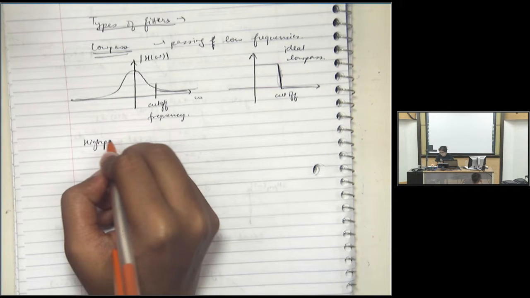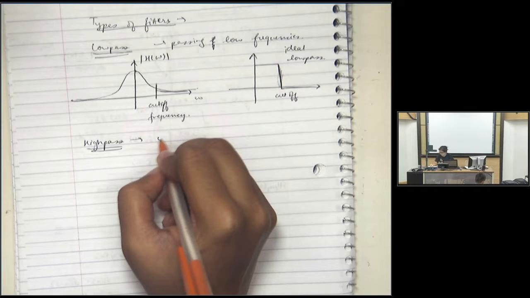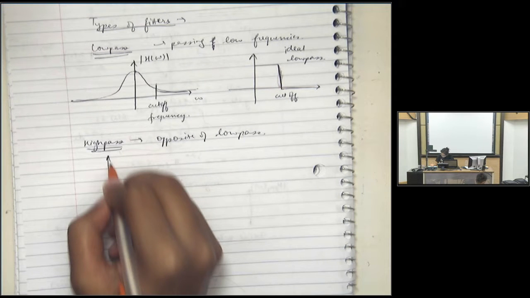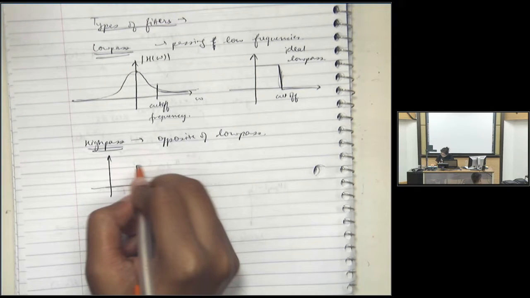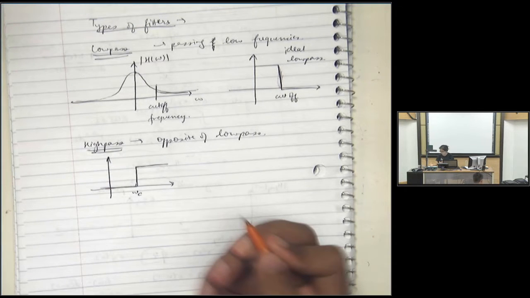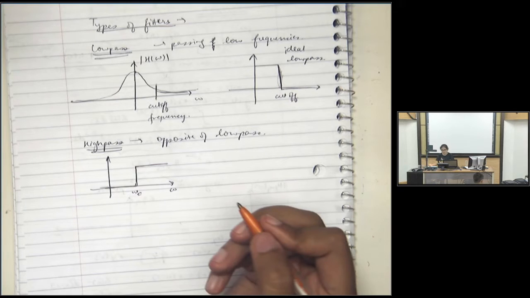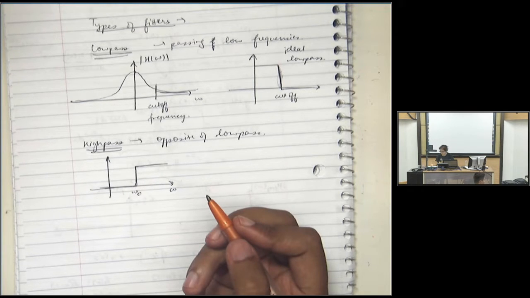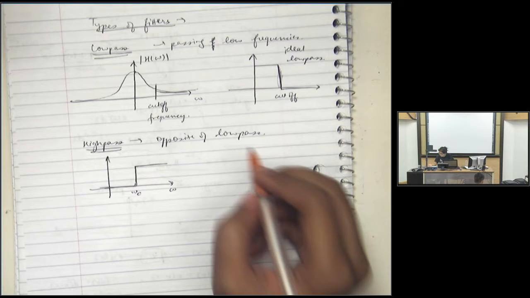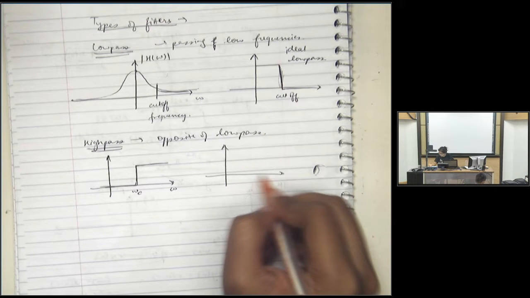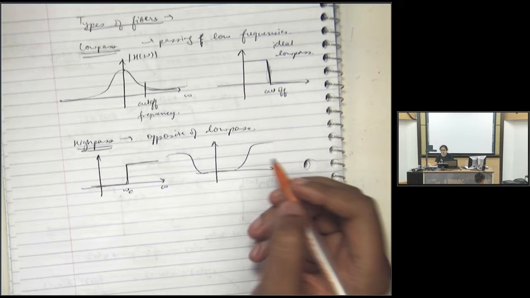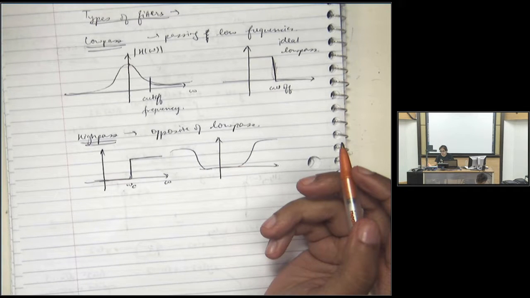High pass is just the opposite of low pass. So my ideal high pass will look like this. This is my cutoff frequency omega c. Okay. Up till omega c, it's not passing any frequency content, and after that, it'll pass that frequency content. Now, realistically, again, this would have a roll-off. And we have it on both sides, again, because we're dealing with real signals. All right?